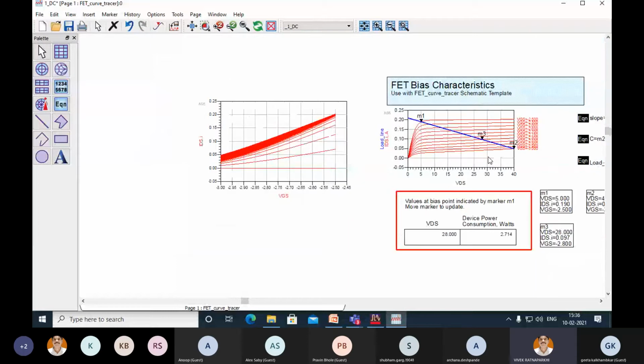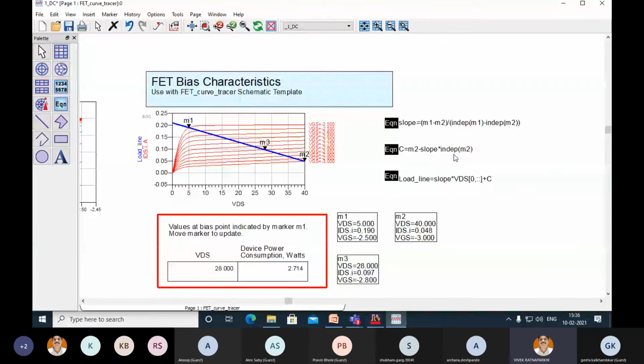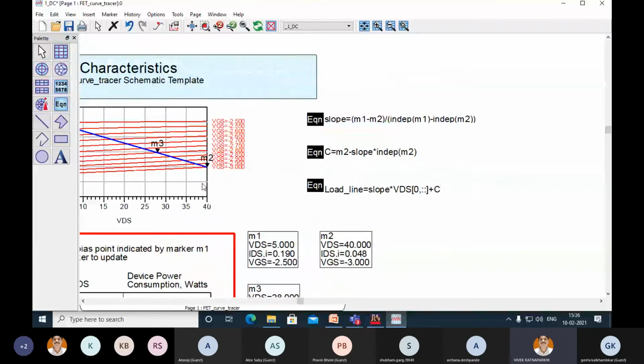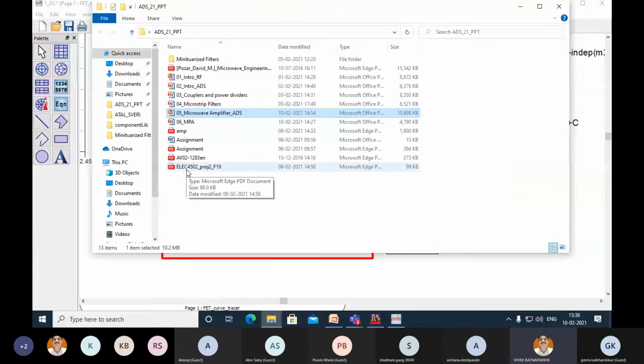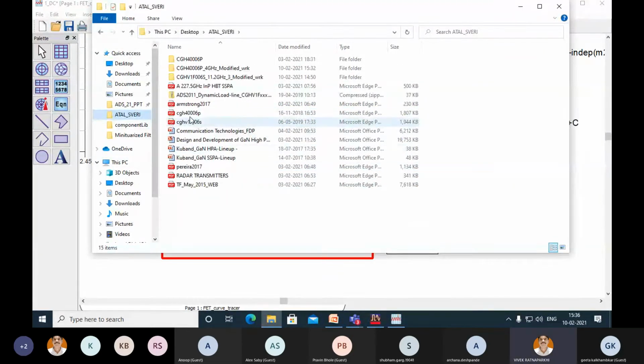So what I did, I just plotted this with these equations, load line I have plotted, and I tried to understand what is the bias point. So this is my bias point, VDS 28 volt and IDS almost 100 milliamperes. So VGS at that point will be minus 2.8 volts, and the device power consumption will be 2.7. You can also go and see the device data sheet. The device data sheet is also available, and lot of things you can read from the device data sheet.